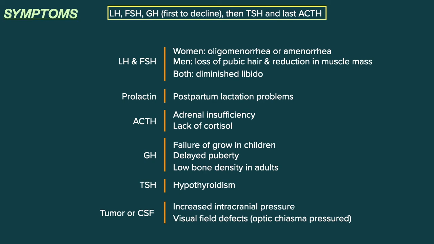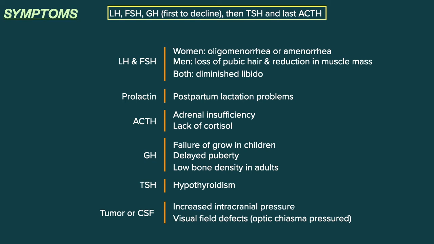Hyposecretion of follicle-stimulating and luteinizing hormone can cause problems for men and women. Women may experience oligomenorrhea, which is a decrease in their menstrual bleeding, or amenorrhea, which is a complete absence of menstrual bleeding, and possible infertility. Men may experience loss of pubic hair and a reduction in muscle mass. Both men and women commonly complain of a diminished libido.